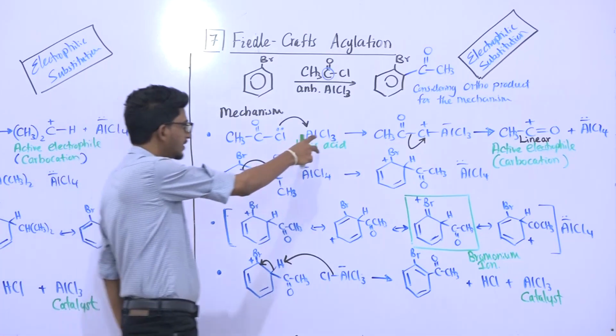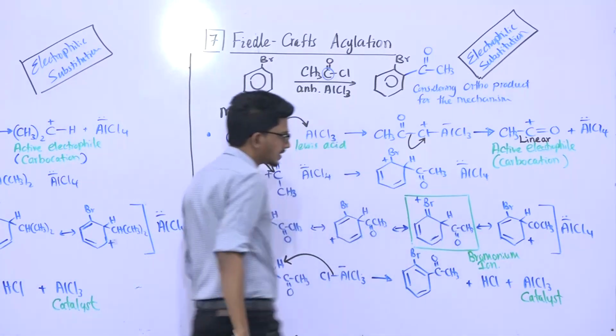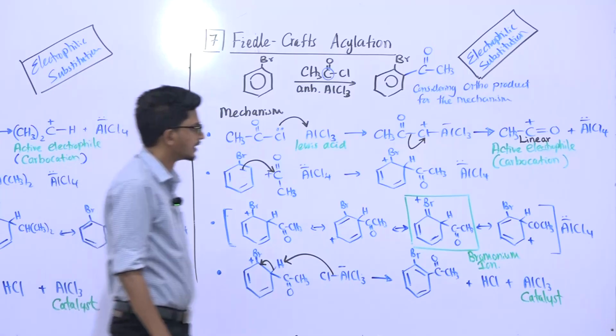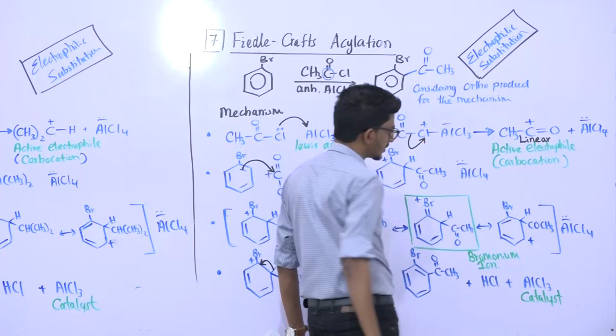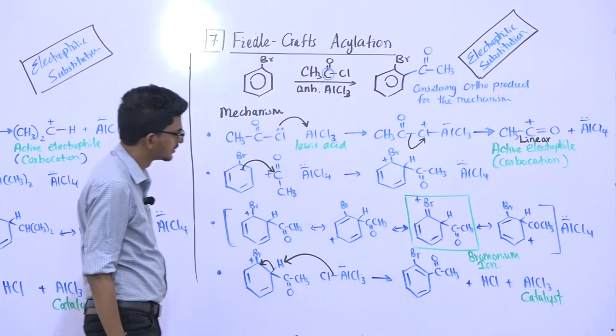Lewis acid nature is there with the AlCl3 as well as it's a catalyst. Linear active electrophile is formed. It's a carbocation or carbonium ion.